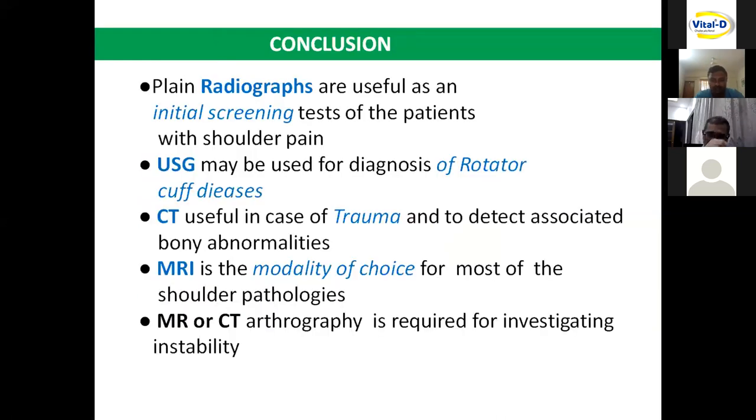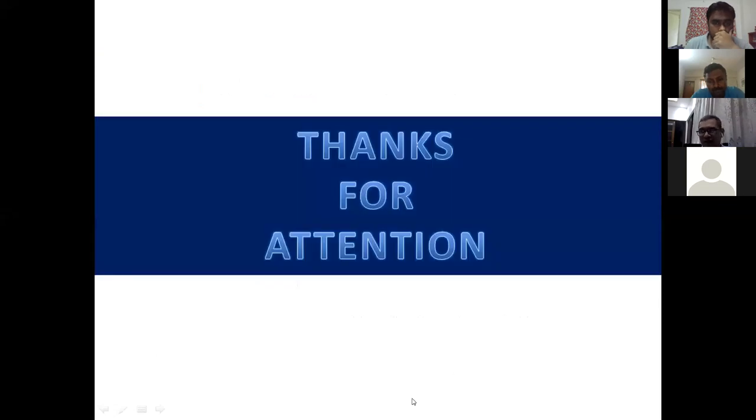So in my conclusion, I come to that plain radiographs are useful as an initial screening test of the patient with shoulder pain. Ultrasonography may be used for diagnosis of rotator cuff disease. CT is useful in case of trauma and to detect associated bony abnormalities. MRI is the modality of choice for most of the shoulder pathologies. MR and CT arthrography is required for investigating instability. And thanks for your attention.